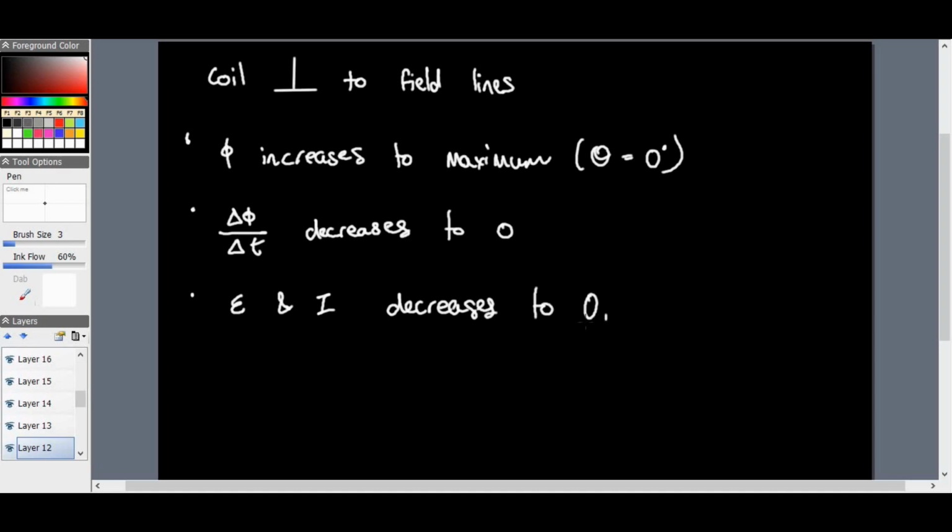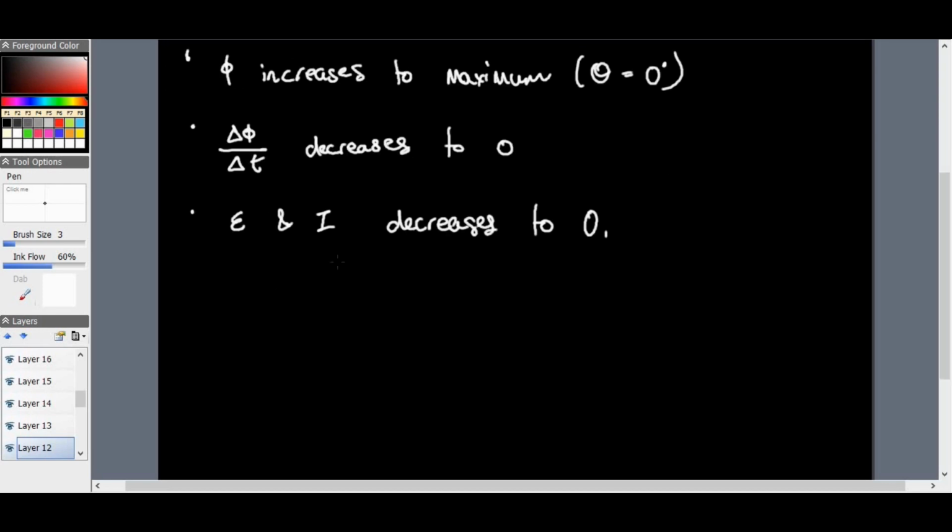So that's what happens when the coil, in the motor or between the magnets, is at a vertical position. Now we're going to get to something called alternating current, AC.